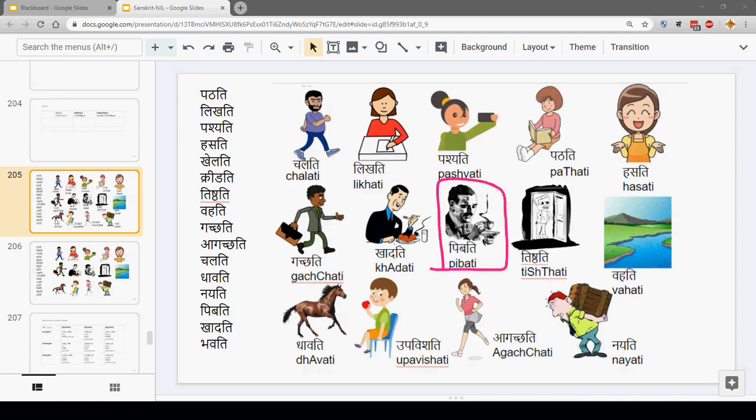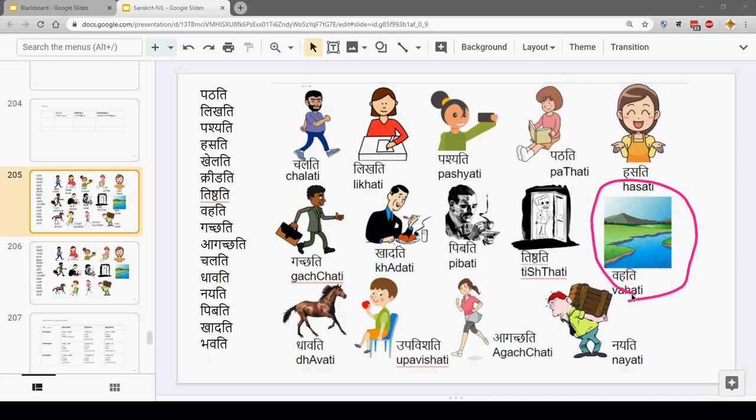So we can say Janakaha kim karoti. Janakaha pibati. Okay. Now, this one. I already forgot the word. Let's say Putraha. Putraha kim karoti. Putraha tishtati. Good. Okay. Next, Vivekananda.